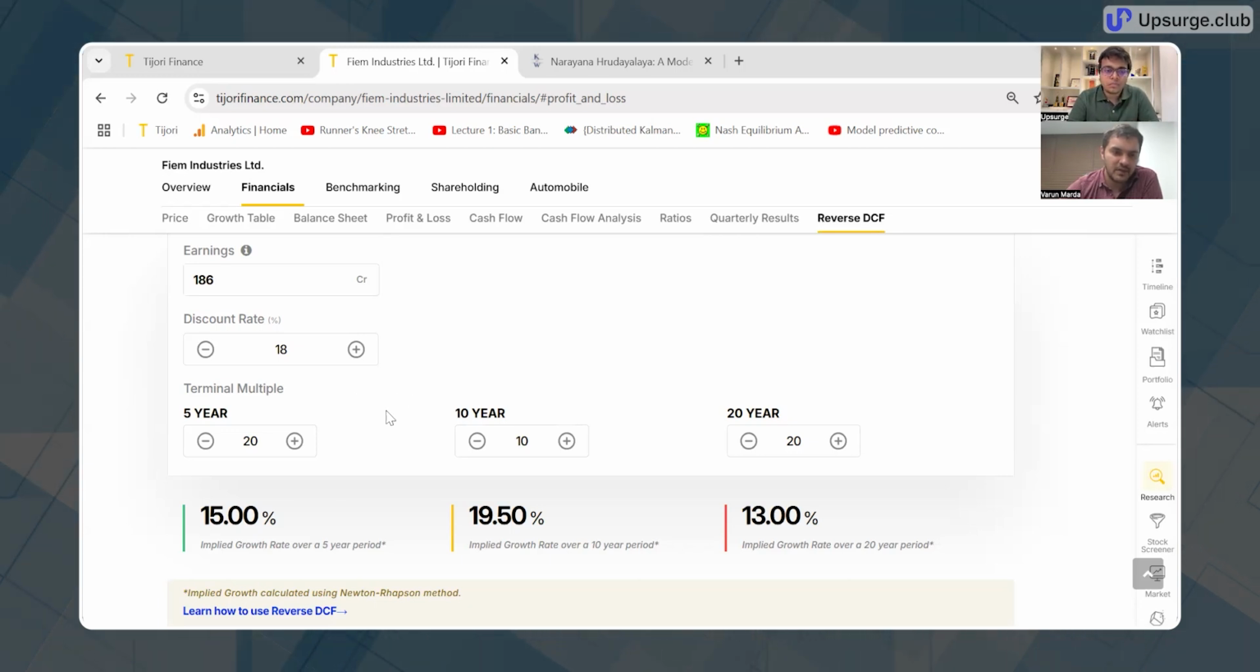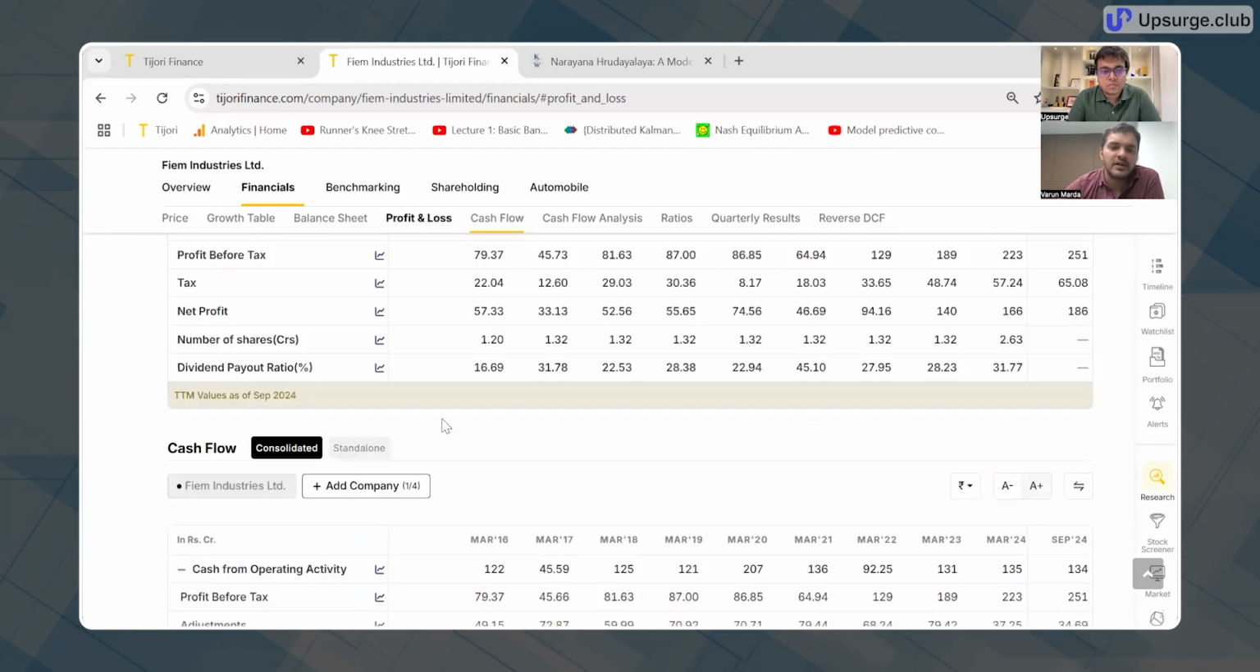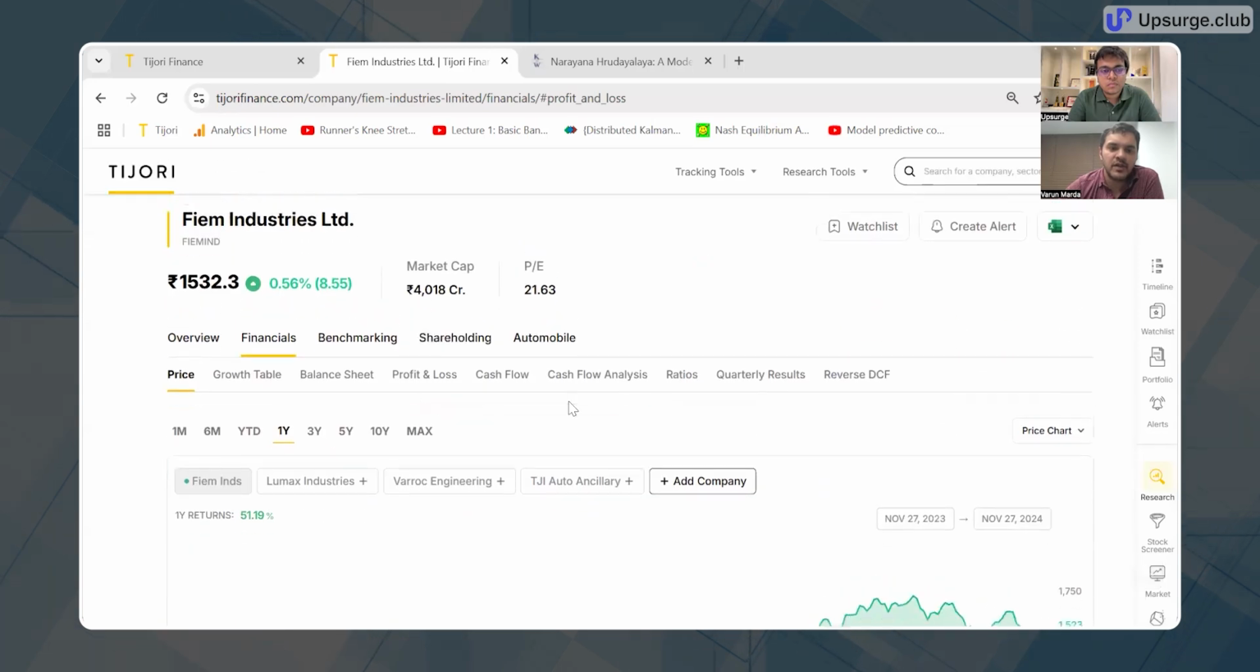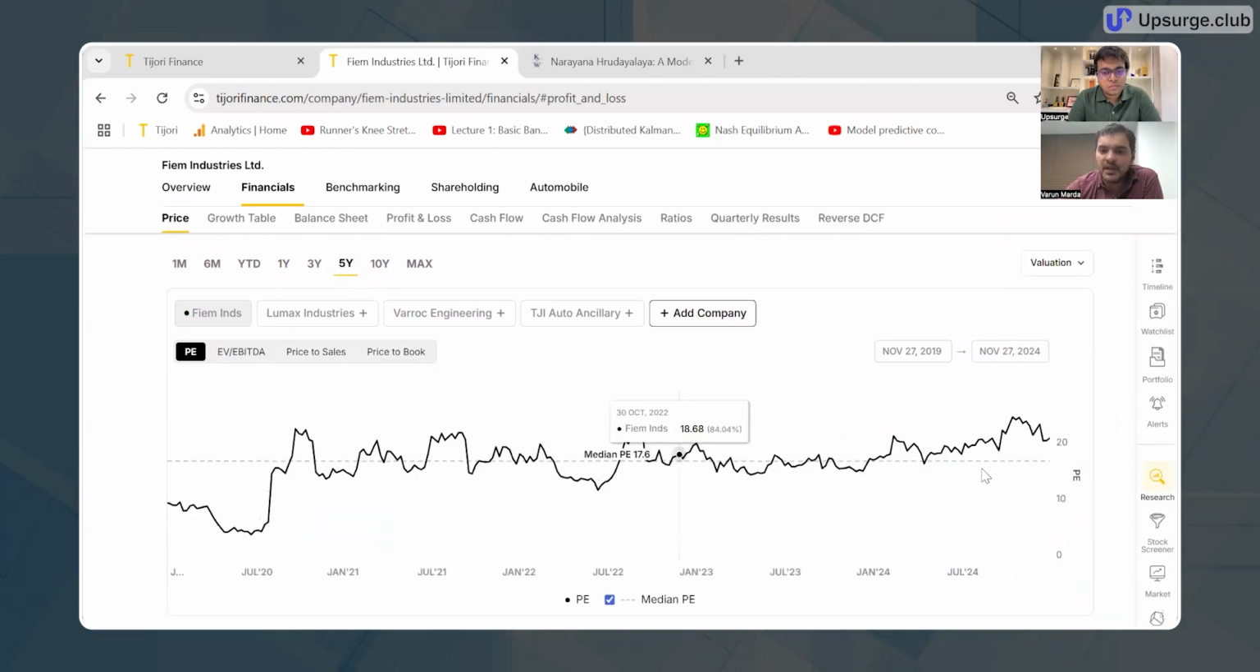So now people ask, how do I know what the PE is 5 years from now? There is no rule for that. I can just tell you what many people usually do. They go here, this is the price chart of the company. Instead of price, I put valuation. I take 5 years. The median 5 year PE is 17.6.